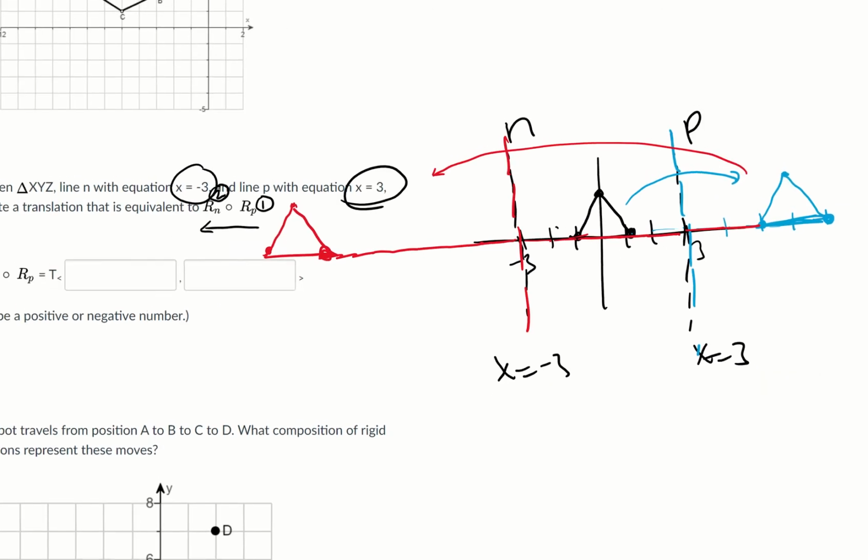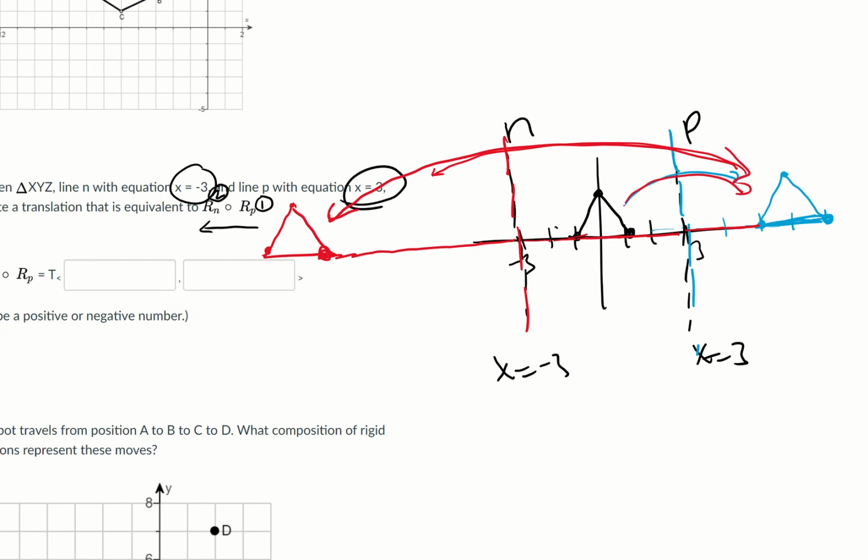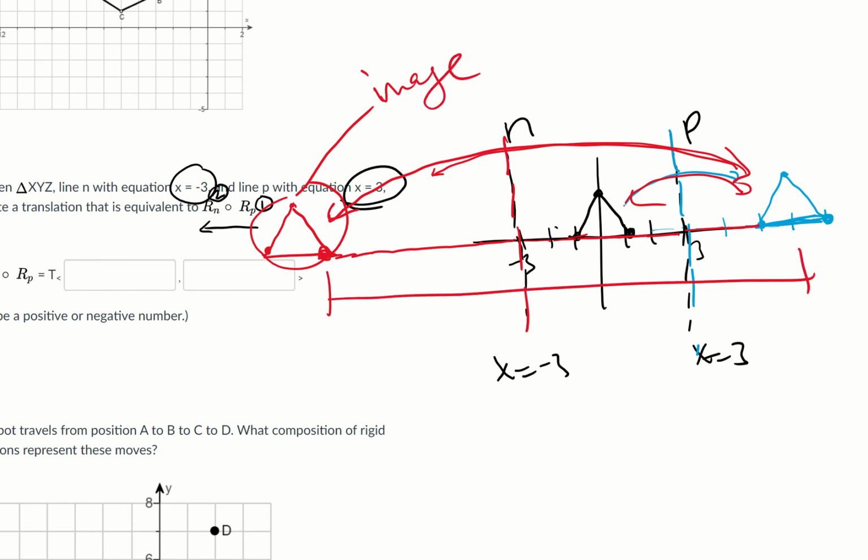So let's zoom out on there. So this is reflecting about N, and then this is reflecting about P, okay? So this is my final image here. And so you can see that it moved over to the left, or rather from the black to the red. From the black to the red, from the original to the final, it moved to the left.